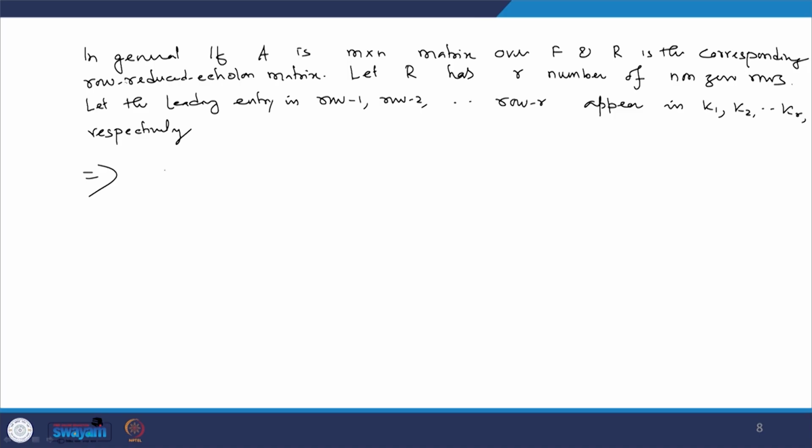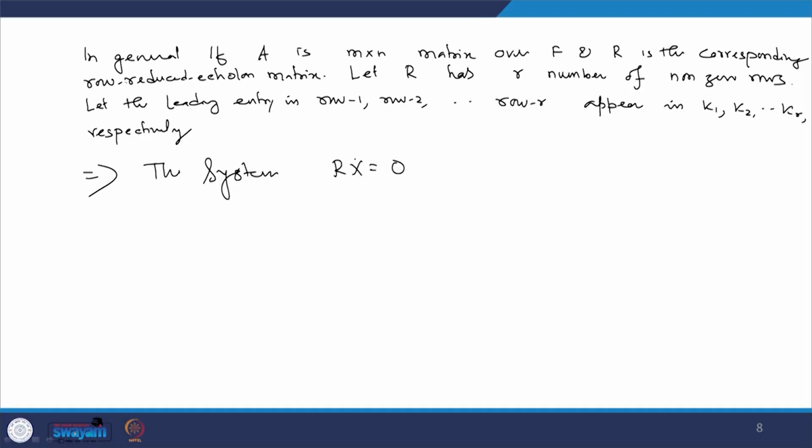This implies the system Rx equal to 0 will have r equations. As in the previous example I have shown, even though R is a 5 cross 5 matrix, it has only 3 non-zero rows. So, we have only 3 equations. So, I will have small r number of equations.